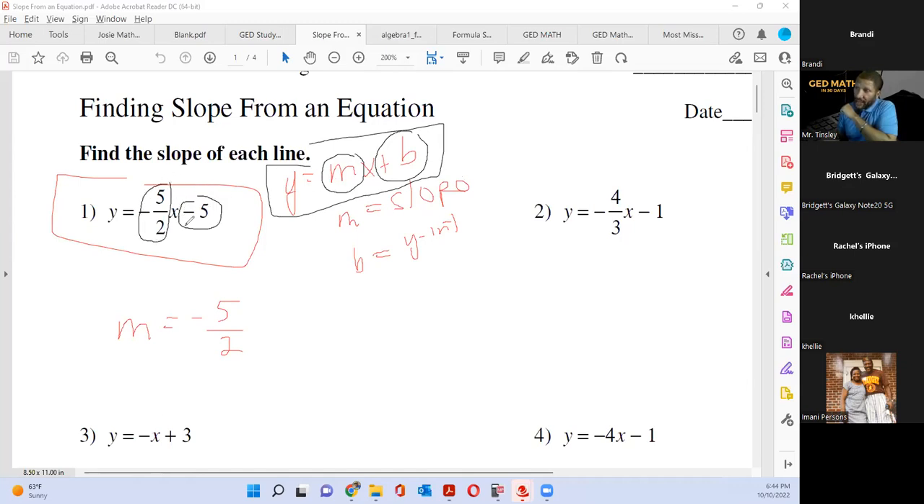My y-intercept is -5. Hold on, Mr. Tins, it can't be that easy. Yes, it is. It's that easy. If your equation starts with y equals, whatever's in front of your x is your slope, whatever's left is your y-intercept. Let's look at number 2. What's the slope for number 2? -4/3. What's my y-intercept? -1.